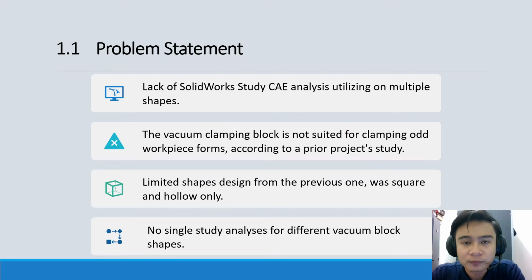My problem statement: first is the lack of SolidWorks study CAE analysis applied on multiple shapes from the previous projects performed. Next, the vacuum clamping block is not suitable for clamping odd workpiece forms, according to a prior project study. Limited shape designs from the previous one, which focused only on square and hollow shapes. Lastly, there is no single study analysis for different vacuum block shapes.